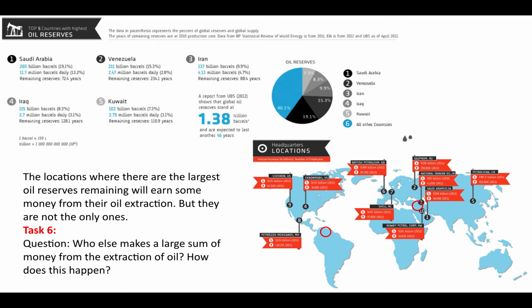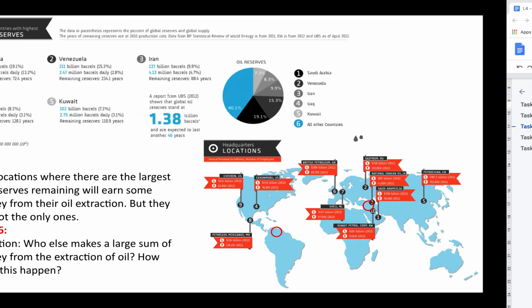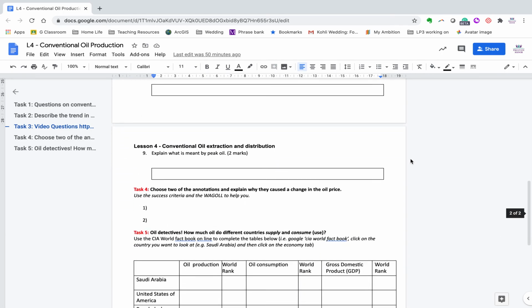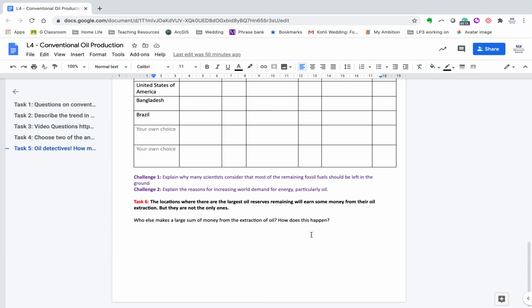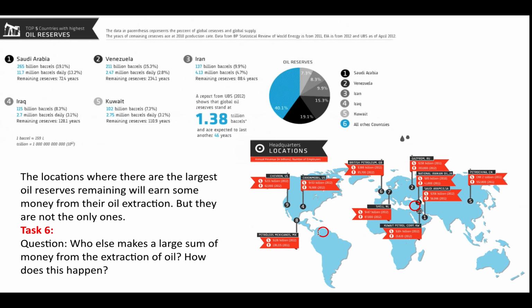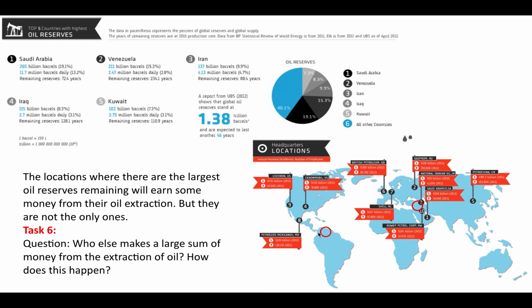Who is it that we mentioned makes a large sum of money from the extraction of oil? And how does that happen? Can you describe that, please, in your own words? Off you go. Please make sure you've written it down on your worksheet. It goes in here under task 6. See if you can use a key term. Transnational company is the key term that I want you to use in your answer here, please. I'll give you another second or two.